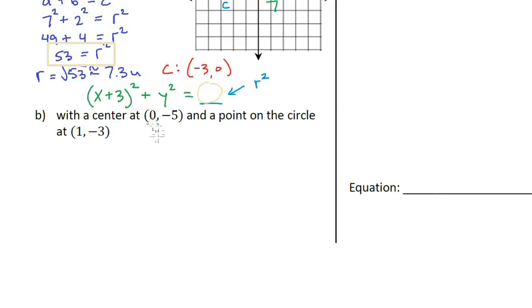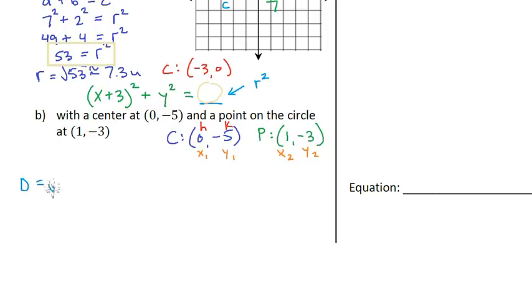So that means we've got a center of (0, negative 5). Let's write that right now. I've got a center of (0, negative 5). That's my h value and my k value. But now I'm going to find the distance between those. Here's my point on the circle. That's (1, negative 3). We're going to label these x sub 1, y sub 1, x sub 2, y sub 2, because we know that the distance between the center of a circle and a point on the circle is our radius. So let's figure out what the distance is.